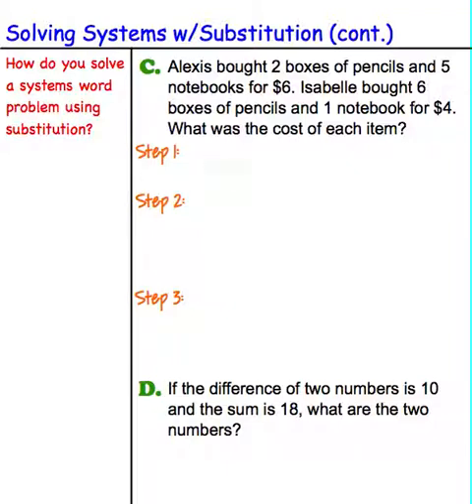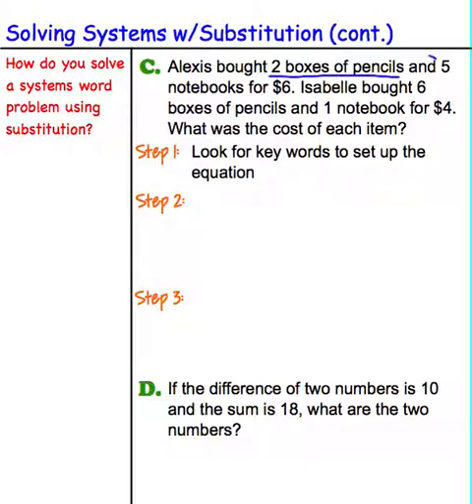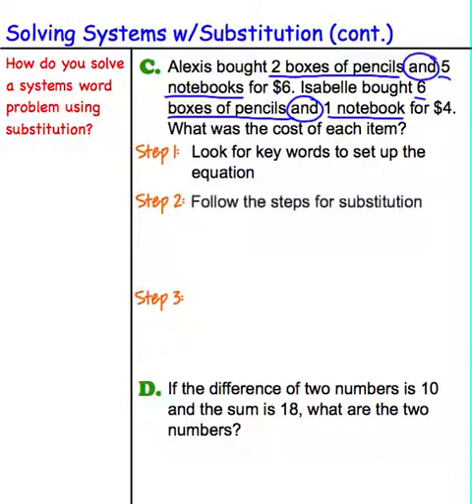So that first step is going to be to look for the keywords to set up this equation. So we see 2 boxes of pencils and 5 notebooks, and 6 boxes of pencils and 1 notebook for $4. So we know that we're probably going to have addition since we're talking and. So step 2 is going to be follow those steps for substitution. So let's start by writing our equations.